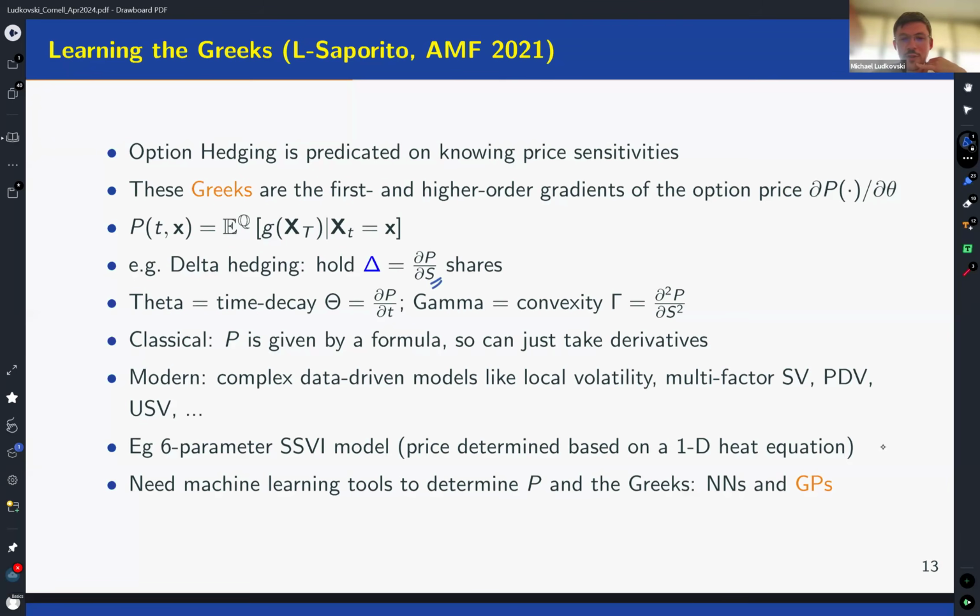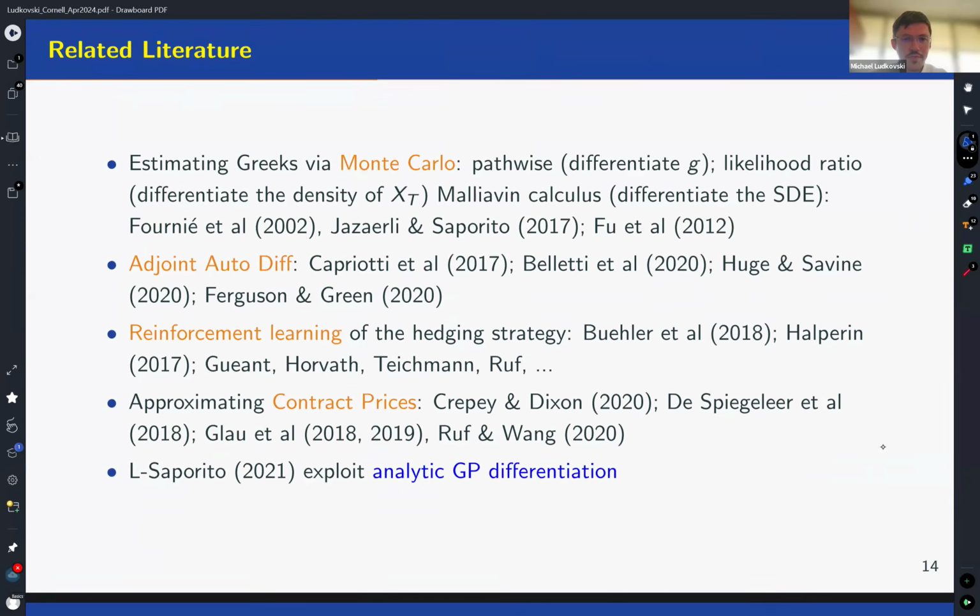But if I have something more sophisticated, then I have to be able to take those same gradients on something which doesn't have a closed form expression. People have tried to use both neural networks and Gaussian processes for this, and let me try to go through that in the next few minutes.